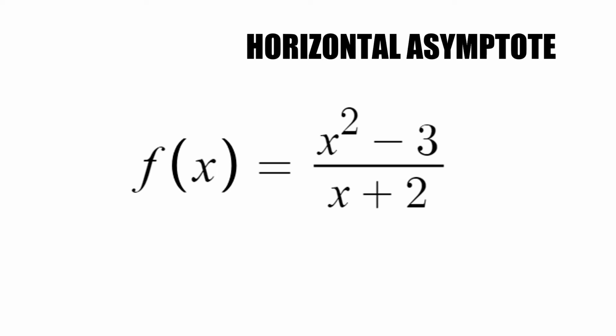Now we must solve for the horizontal asymptote. However, when we see this function, we can see that the degree of the denominator is less than the degree of the numerator. The degree of the numerator is 2, and the degree of the denominator is 1. We have made two more discoveries. The horizontal asymptote does not exist, and this function has an oblique asymptote.